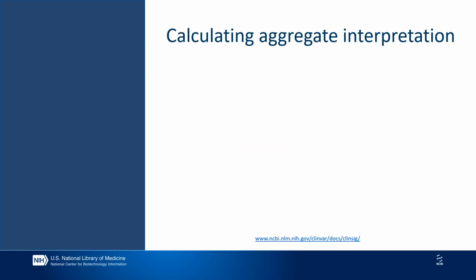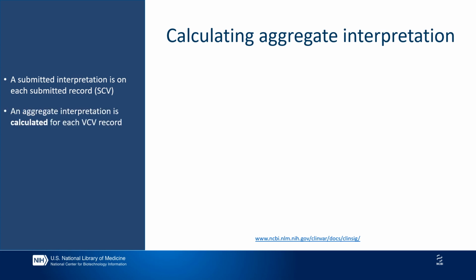So next, let's talk about the aggregate interpretation. So you already know that each submitted record has the interpretation that comes from the submitter. ClinVar also calculates an aggregate interpretation for each VCV or variant record, and it's based on the interpretations that came from submissions. And that's an important thing to remember. There's no person at ClinVar who is making a determination of the aggregate interpretation. It is rule-based, and we do calculations to get that value.